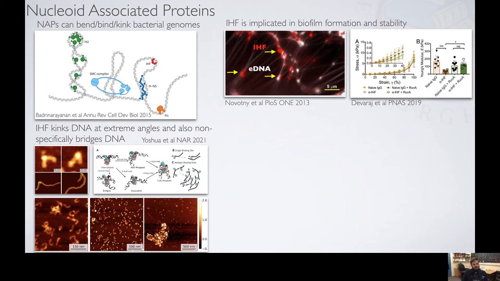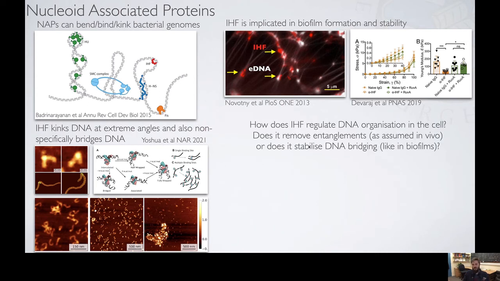Another interesting finding is that if you stain mucus from cystic fibrosis patients, where you stain for DNA and IHF, what you see is that they colocalize in these hubs and networks, which actually are quite important for the biofilm stability, because if you target IHF with an antibody, people found that the Young modulus, the stiffness of the biofilm, decreases, suggesting that IHF is actually important to stabilize these entanglements. So then the question naturally arises, which is, how does IHF regulate the DNA organization in the cell? Does it remove entanglements, or does it stabilize DNA bridging, like in this and this other case?